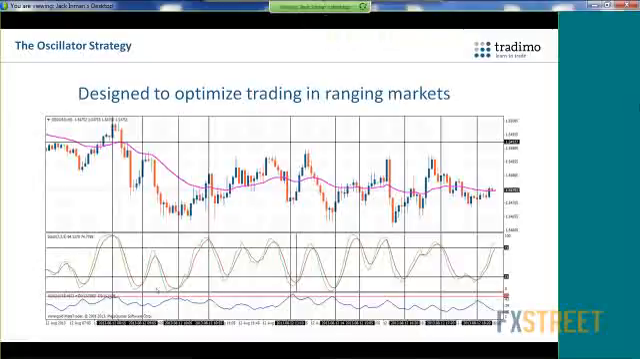We use the stochastics, again slightly amended to make it a little bit smoother, with that main line and that signal line that we can see on the chart. And we've also got the ADX. Can anyone tell me what's different about this ADX though, guys? Well, we'll talk about that in a second, Sandy. We will talk about that.